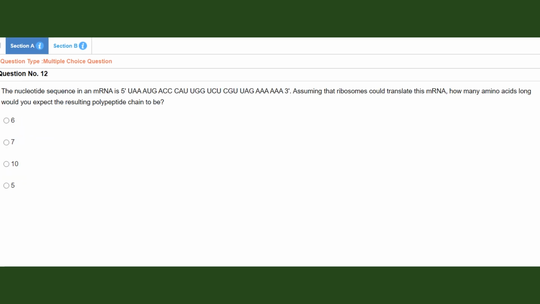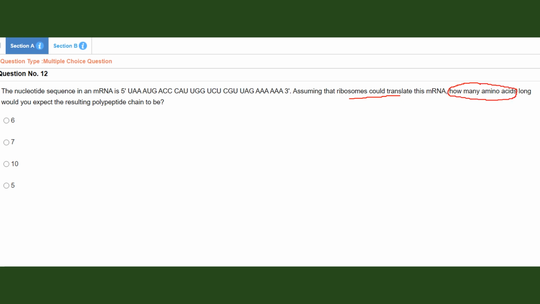Question number 12. The nucleotide sequence in an mRNA is given from 5' to 3' direction. Now, assuming that the ribosomes could translate this mRNA, how many amino acids long would you expect the resulting polypeptide chain to be? They are asking how many amino acids there will be.